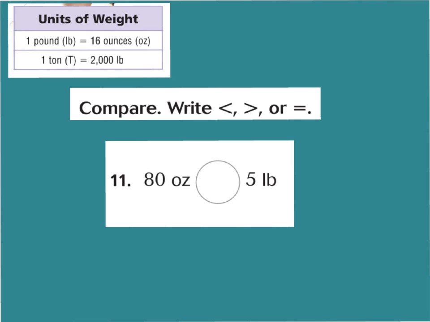Alright, boys and girls, for this one you should have converted your pounds to ounces. So you should have said 16 ounces times 5 pounds to figure out that you would have 80 ounces. So 5 pounds equals 80 ounces. So for this one, you should have said they are both equal.